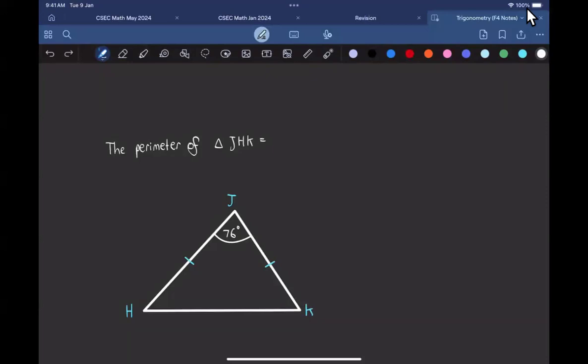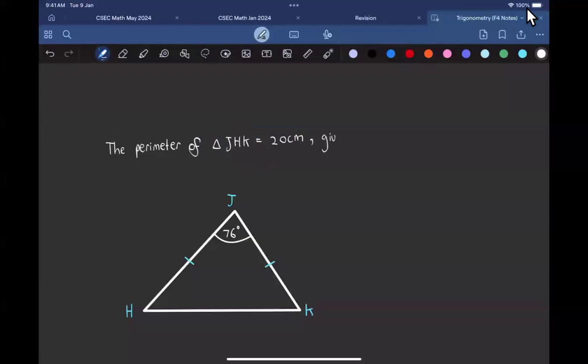So somebody give me a length for the perimeter. Give me a length. Sasha said 20, all right. The perimeter of triangle JHK is 20 centimeters.